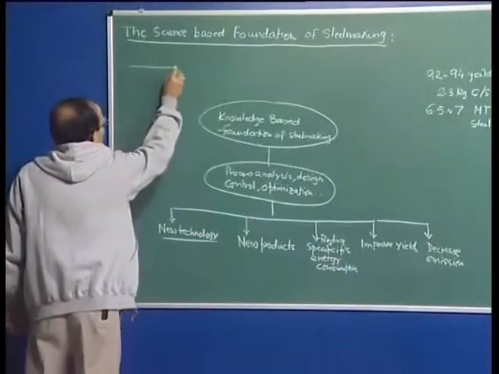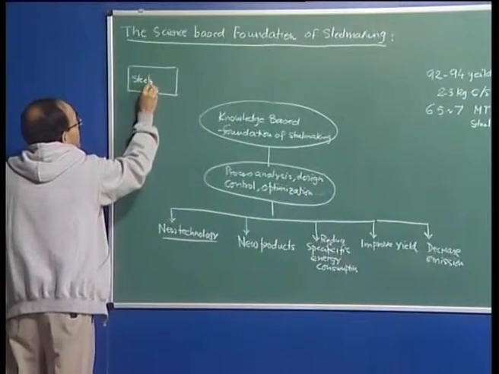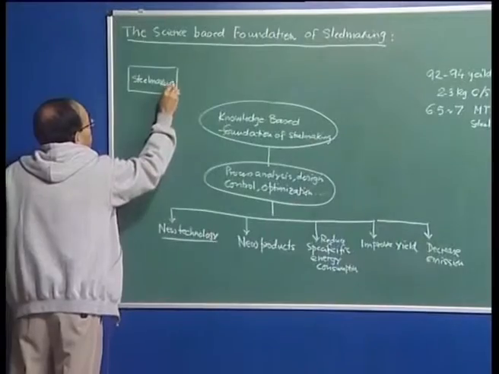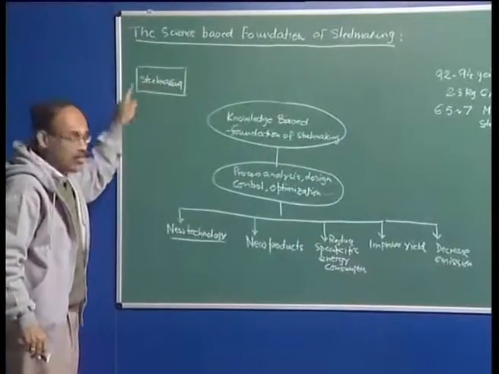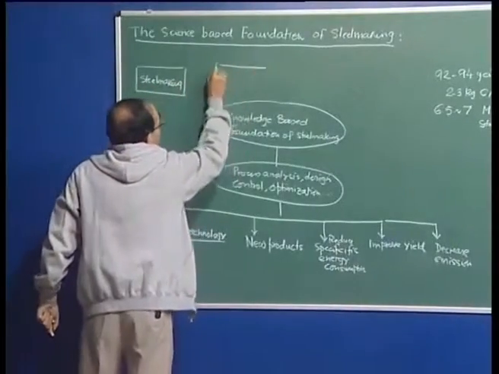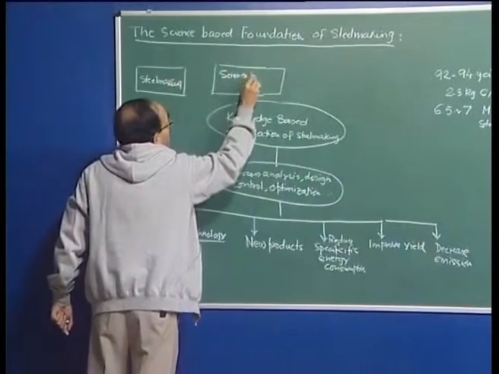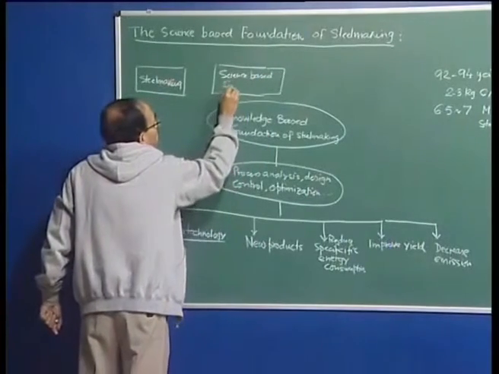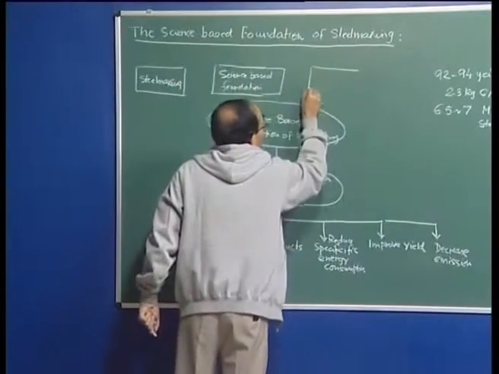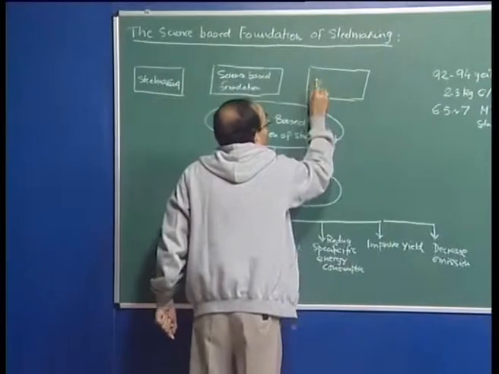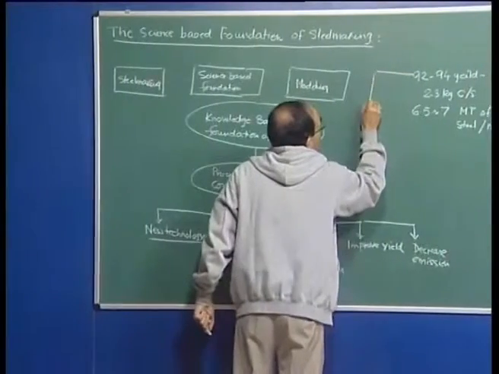It has 4 different components. These are very important. Steel making, which is the manufacturing, or the alternative that I can put here in the box is the manufacturing. Then we have the science based foundation, I have modeling, and I have measurements.